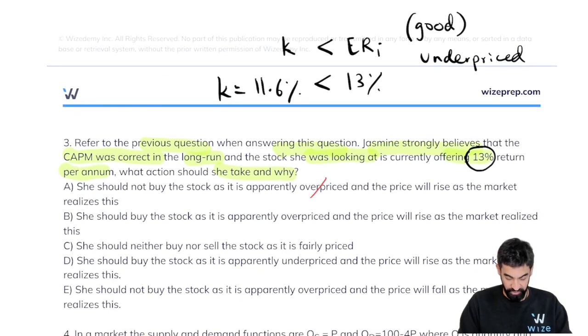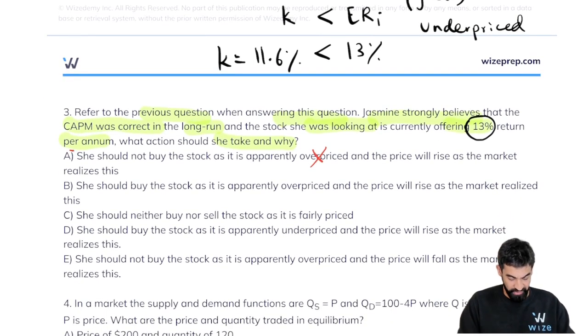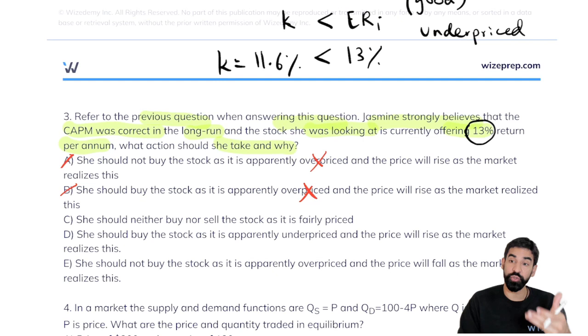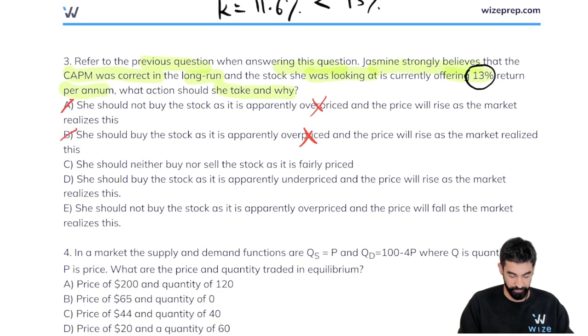So A is wrong because it says overpriced. B says she should buy the stock. Is it apparently overpriced? No. Again, it's underpriced because the return is higher. Whenever the return is higher, it's underpriced. It's opposite of what you think because we're talking about price. The higher the return, the lower the price, or underpriced it is.